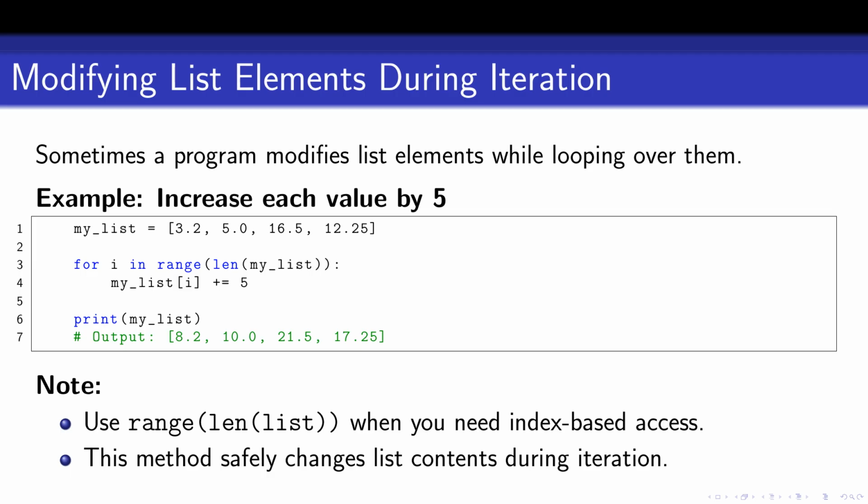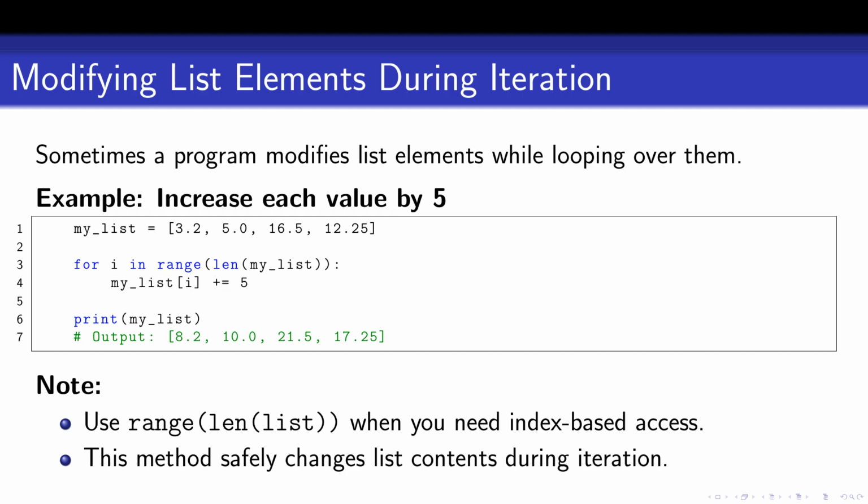There are times when you'll need to modify elements in a list while looping through it, such as applying a transformation or adjustment to each item. One safe and effective way to do this is by using an index-based for loop with range(len(my_list)). This approach gives you direct access to each index and allows you to update elements in place.